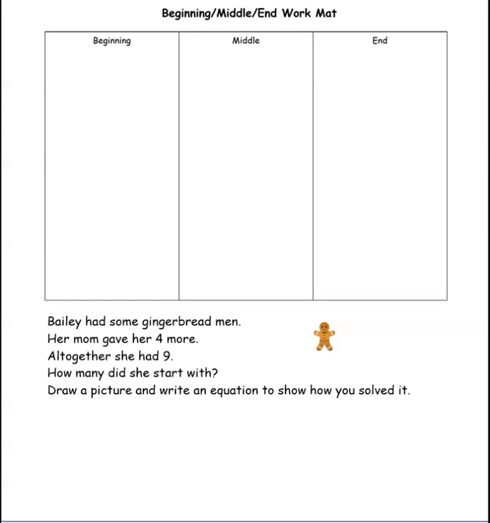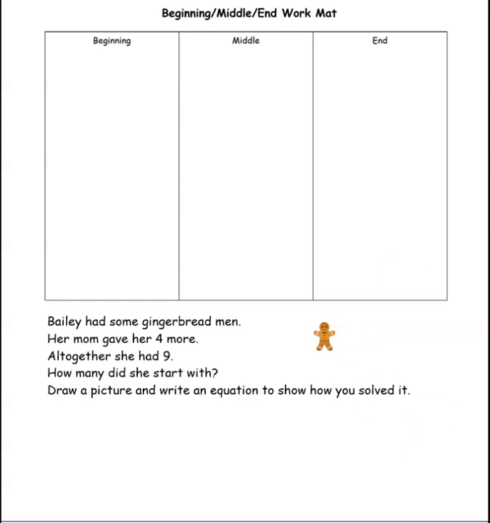So what's going on in this problem? We know that Bailey had some gingerbread men. We know that her mom is going to give her some more. And we know altogether that she had some, that she had a total amount. We want to know how many did she start with? How many did Bailey have to start with?